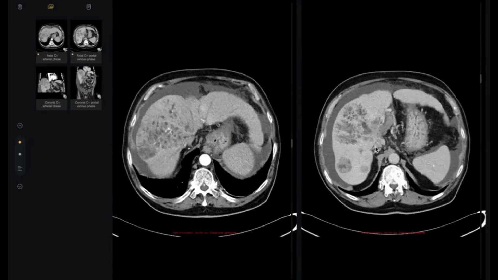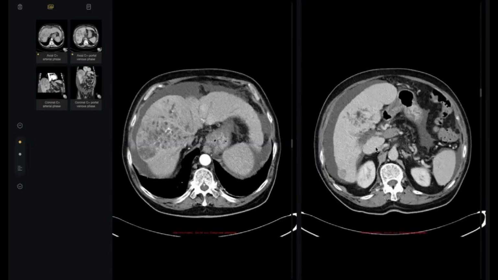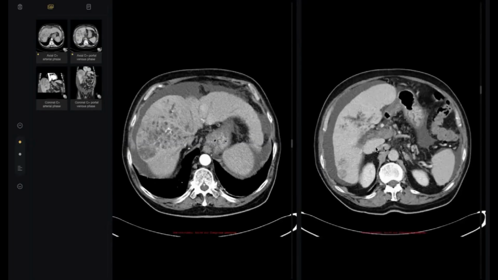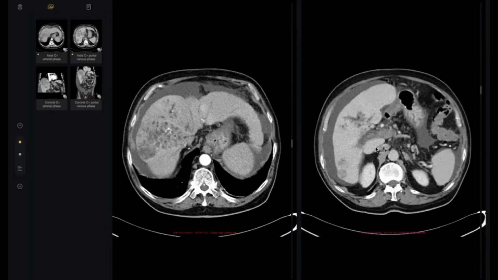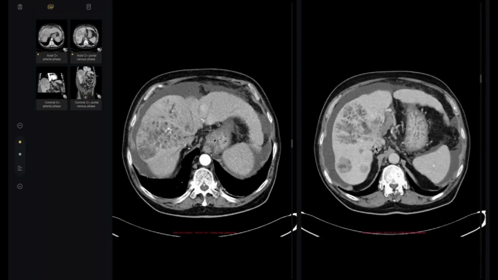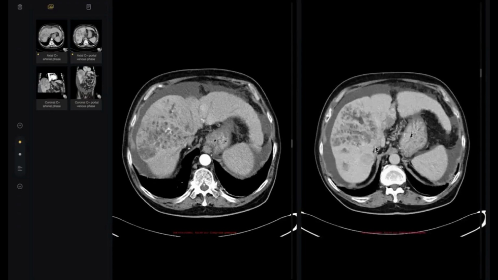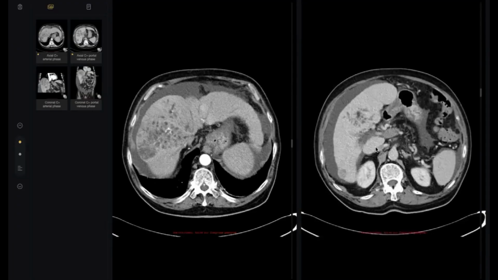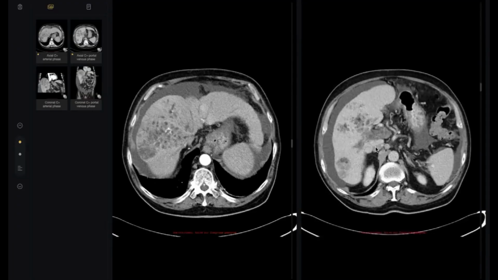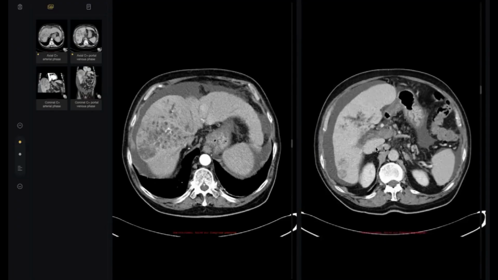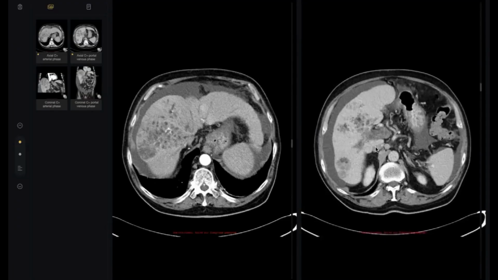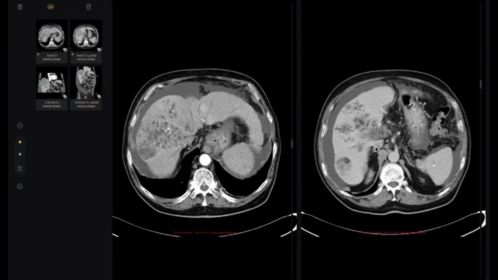Please have a look at the portal vein. What happened to the portal vein? I think in the venous phase, I can see that there is a filling defect seen within the superior mesenteric vein, extending into the portal vein. What is your differential diagnosis about this filling defect in a tumoral case?